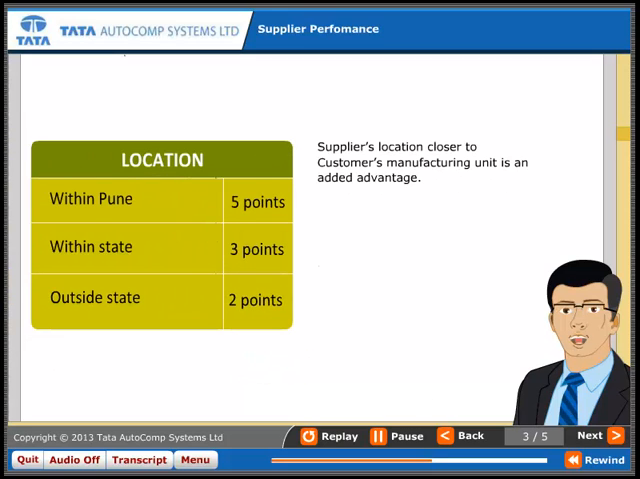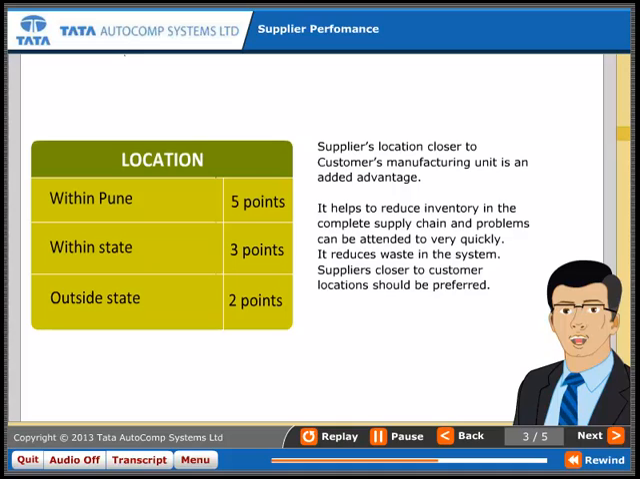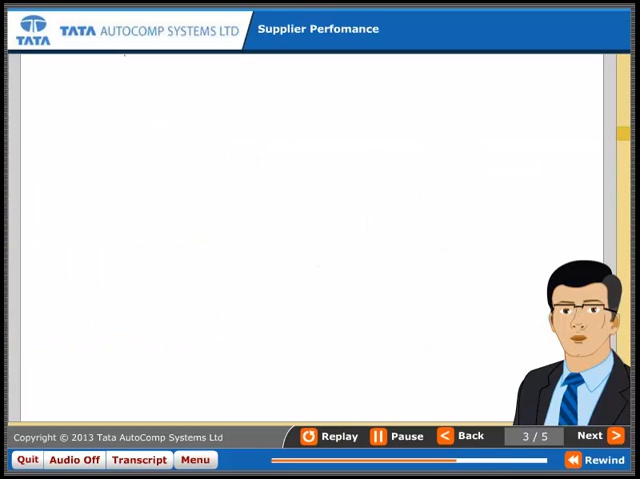Supplier's location closer to customer's manufacturing unit is an added advantage. It helps to reduce inventory in the complete supply chain, and problems can be attended to very quickly. It reduces waste in the system. Suppliers closer to customer locations should be preferred. For example, if a customer is in Pune city, then the beside table will be applied to rate the supplier.